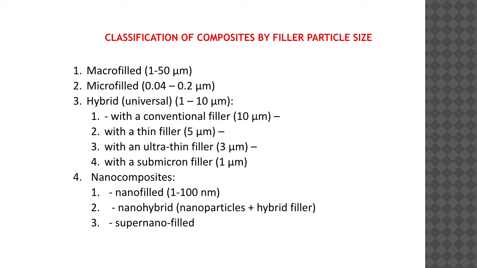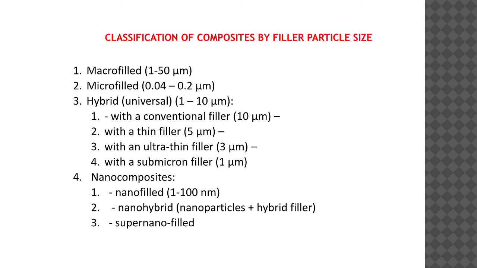Classification of composites by filler particle size. First and the oldest are macrofilled composites, which consist of particles of 1 to 50 micrometers. Then microfilled composites, 0.04 to 0.2 micrometers. Hybrid universal have particles of about 1 to 10 micrometers. They have different types of hybrid composites, with a conventional filler, with a thin filler, with an ultra-thin filler, and with a submicron filler.